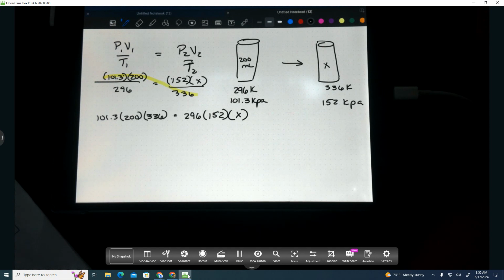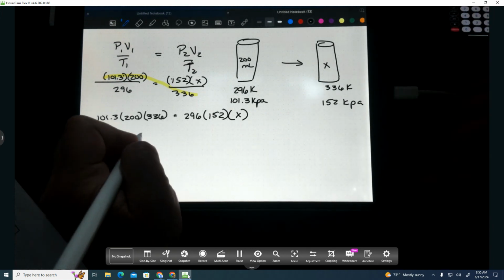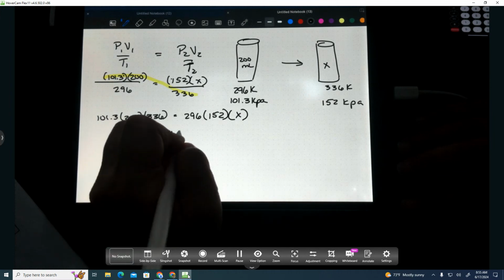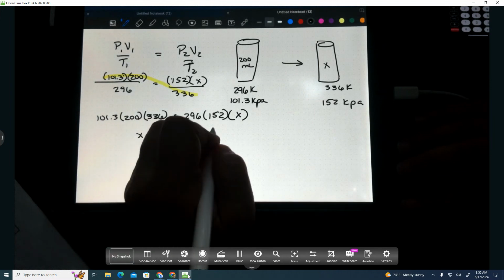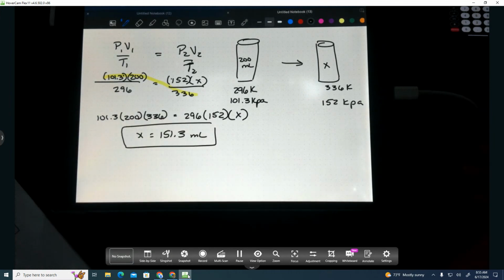All right, I gotta find a calculator. 101.3 times 200 times 336 divided by 296 divided by 152. That seems right. 151.3? Oh my god, I got it right, Miss Crawford. Yay! Milliliters. Is that what you got? That's what I got, 151.3. You go, girl.